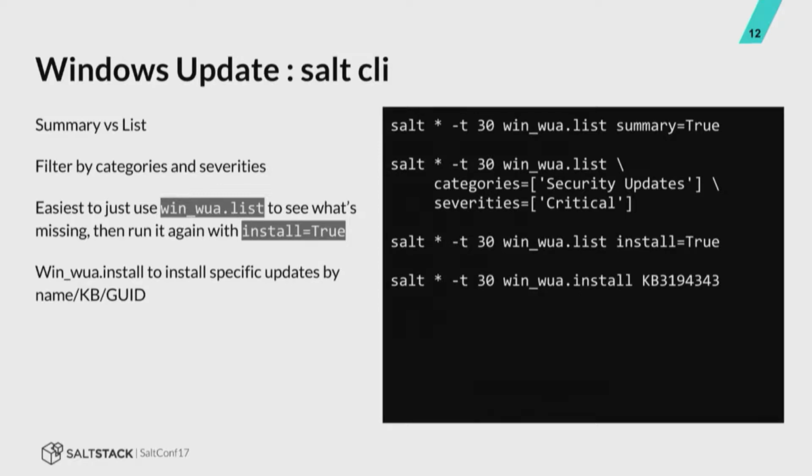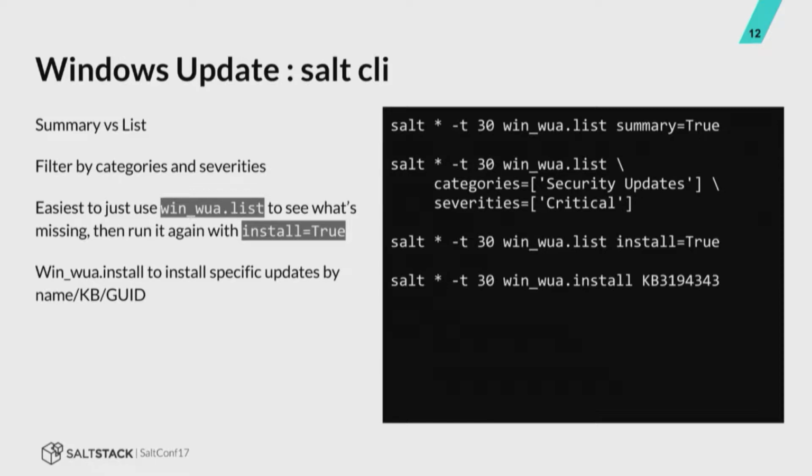So now Windows Update. This Windows Update module just interfaces with Windows Update on the local machine. The easiest way that I've found to work with this is to do the list first to show you what needs to be installed. It's basically like clicking check for updates on the box, and then it'll return you a list of what's available.